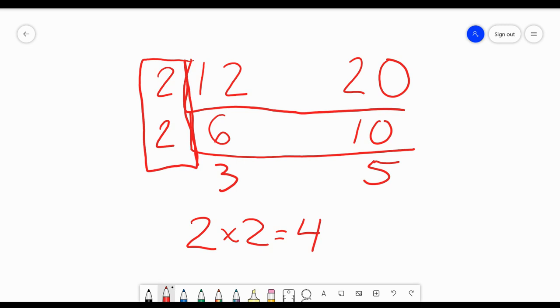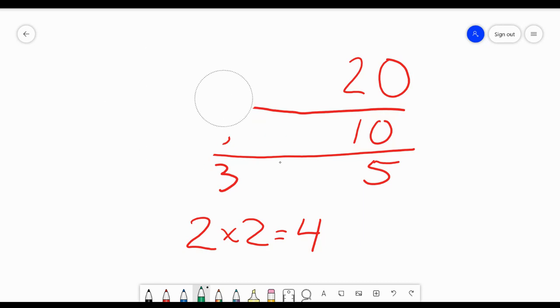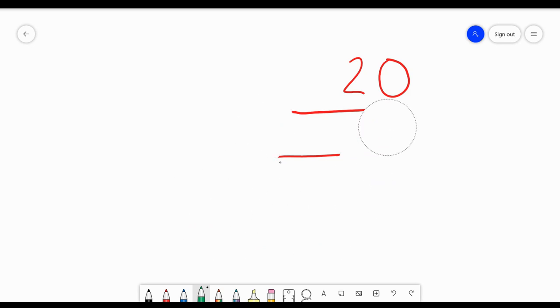So there might be times, boys and girls, in this box over here, where there is only one number. If there is only one number in there, then that's your GCF. If you have more than one number in this vertical box, then you multiply those numbers together. So very, very similar to least common multiple.